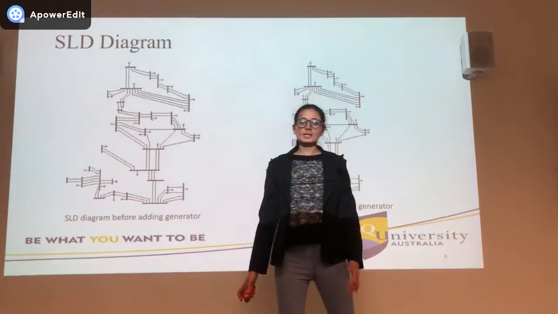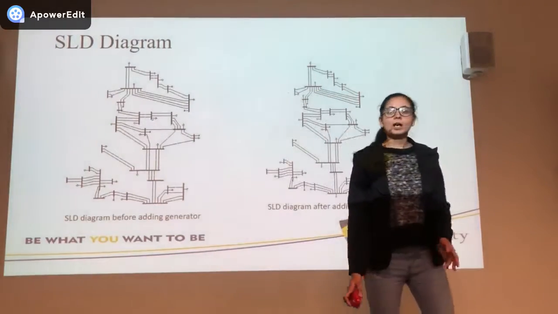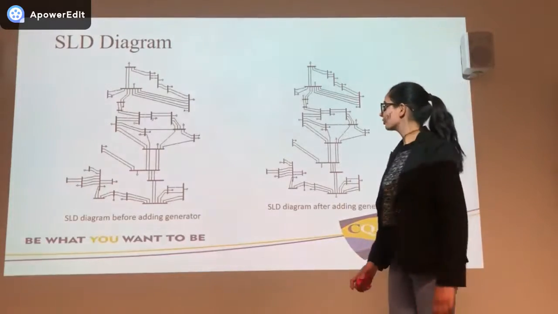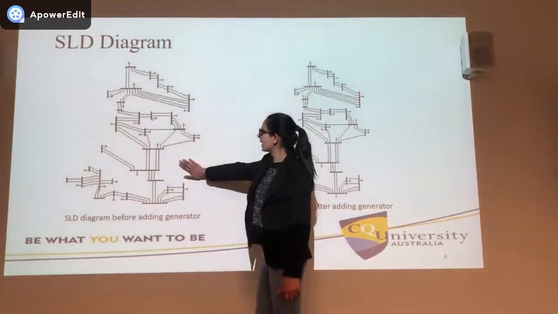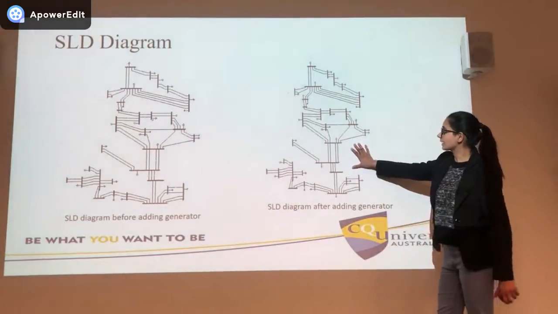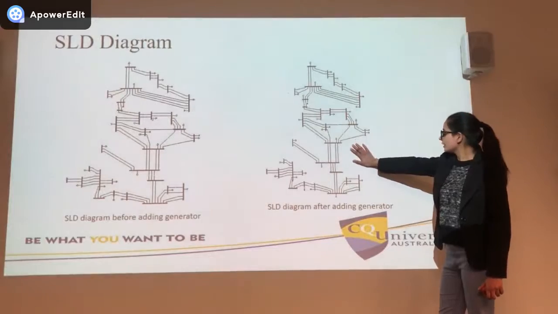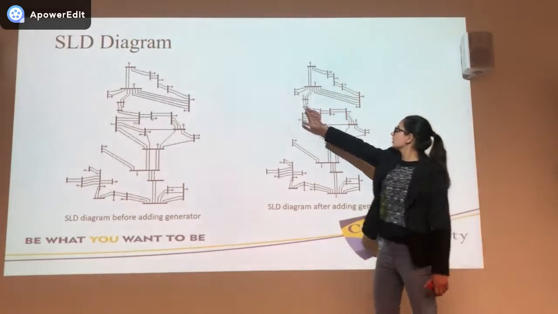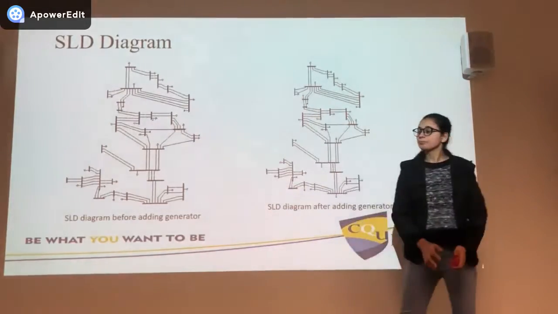While doing our project, we have designed the SLD diagram before and after the generation. This figure indicates the SLD diagram before adding the generator, and this SLD diagram indicates the system after addition of the generator, which is added here in the QNIT.